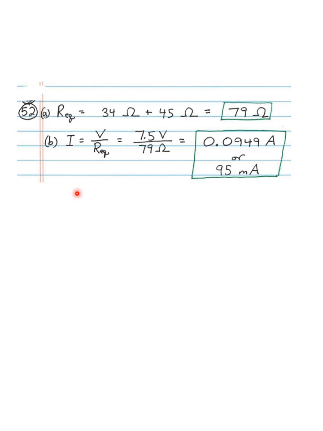We'll use Ohm's law, where the current is the 7.5 volts over the equivalent resistance, 79 ohms. So we get 0.0949 amperes, or we can say 95 milliamperes.